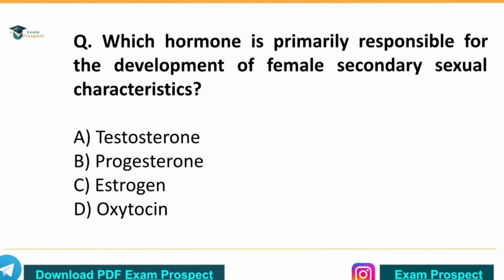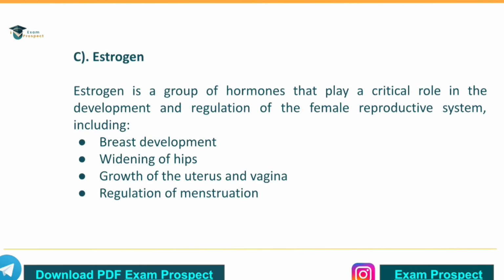Next question. Which hormone is primarily responsible for the development of female secondary sexual characteristics? Correct answer is option C, estrogen. Here, estrogen is a group of hormones that play a critical role in development and regulation of the female reproductive system, including breast development, widening of hips, growth of the uterus and vagina, and regulation of menstruation.